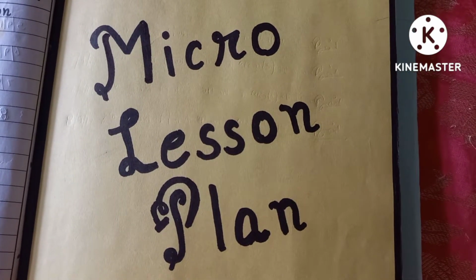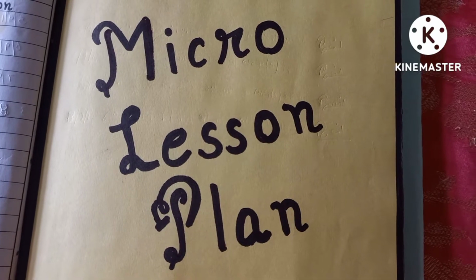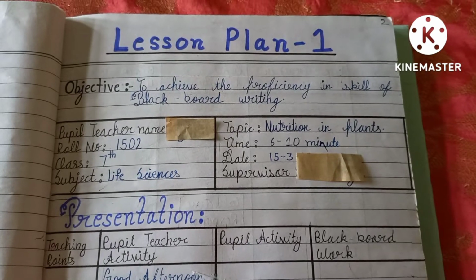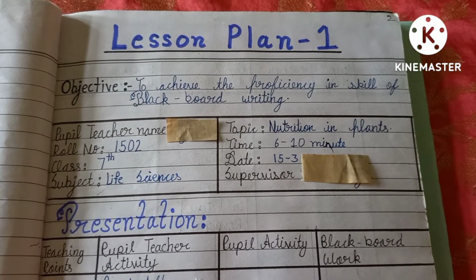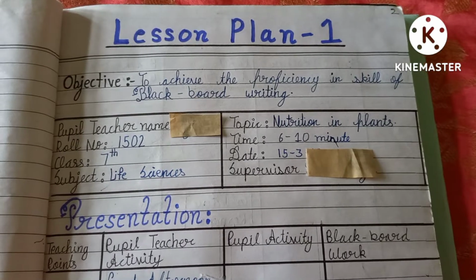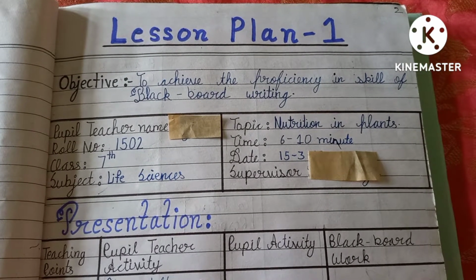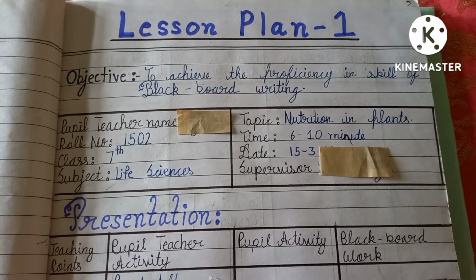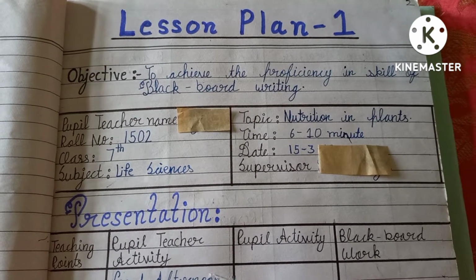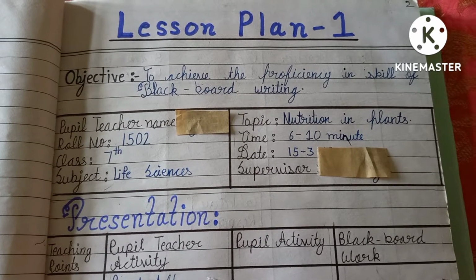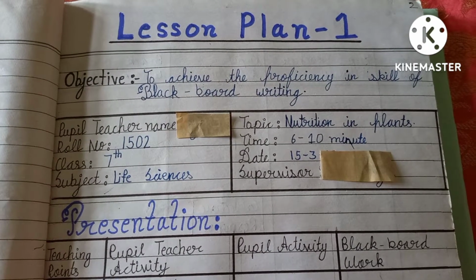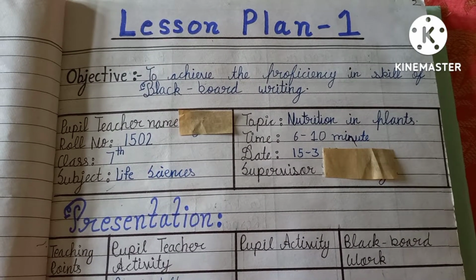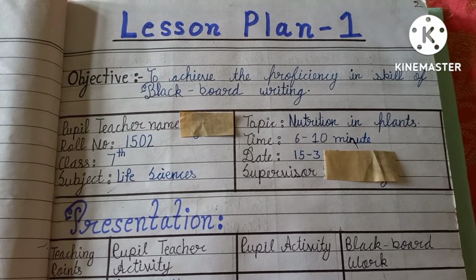Today we will discuss the micro lesson plan of life science, which is based on the skill of blackboard writing. The objective is to achieve proficiency in the skill of blackboard writing. After that we will make a table which consists of pupil teacher name, roll number, class, subject, topic, time, date, supervisor. We will discuss the topic nutrition in plants of class 7th, right?